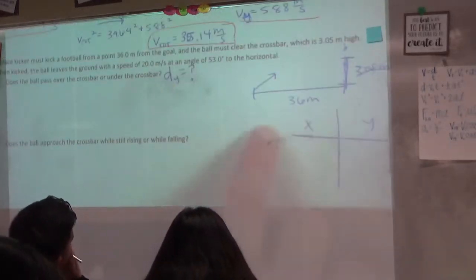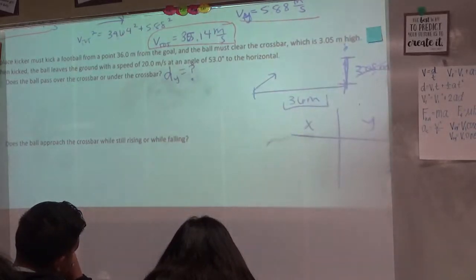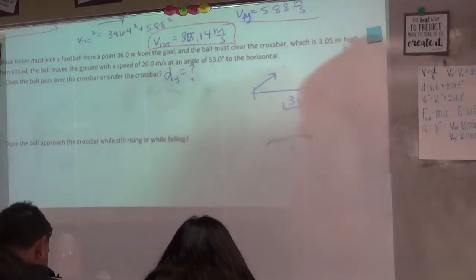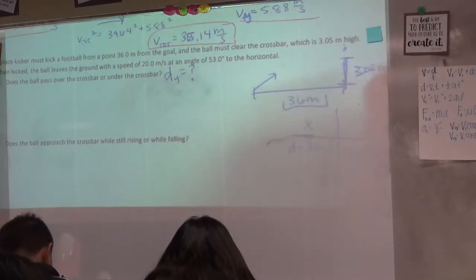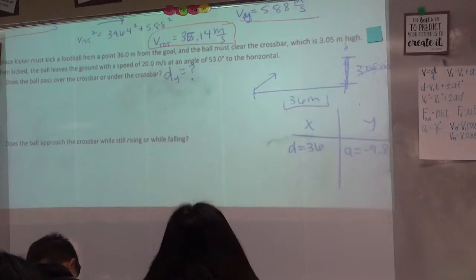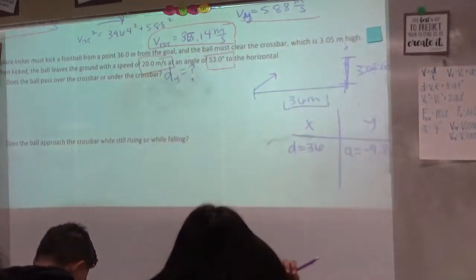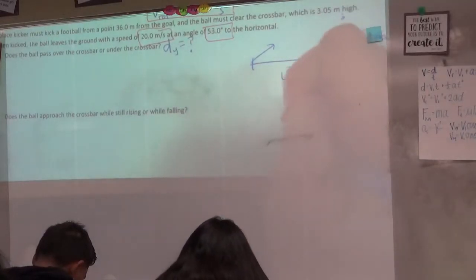So go ahead. Well, we can just do this together. 36 meters would go in for what? X distance. Good. And I can also put negative 9.8. And what was I given? Angle and velocity. So find your initial velocity for x and y.